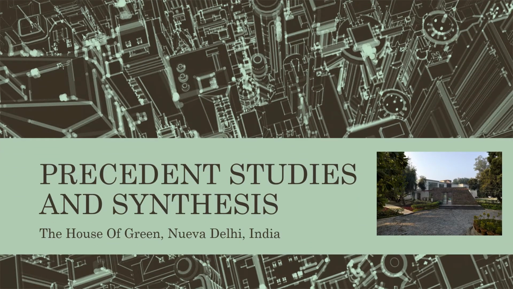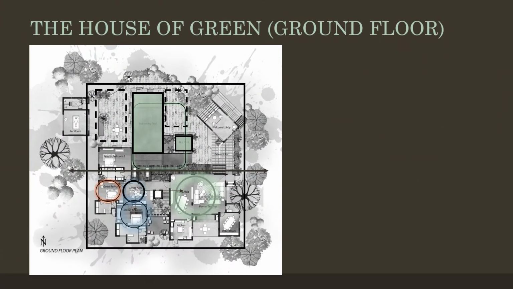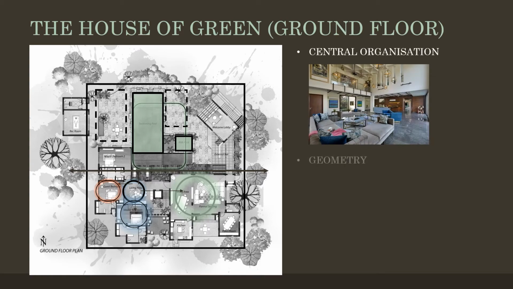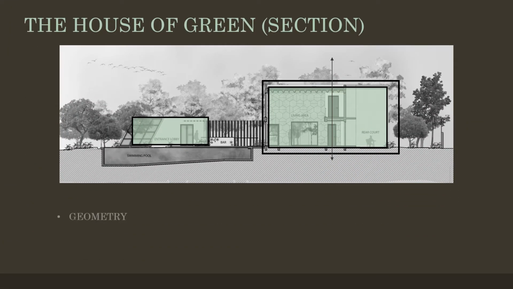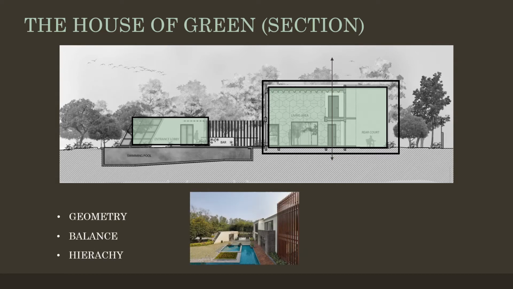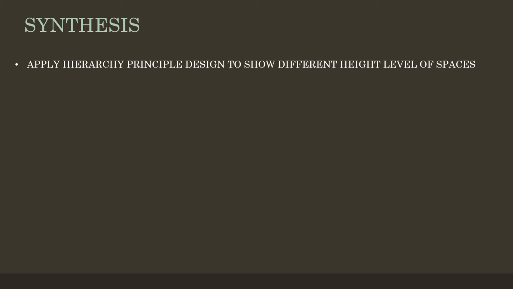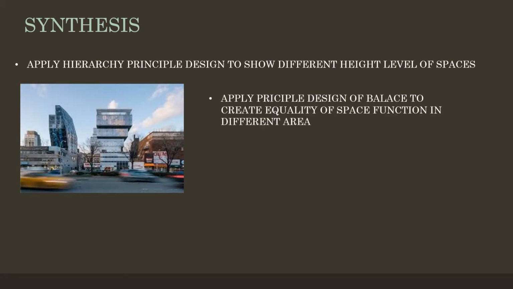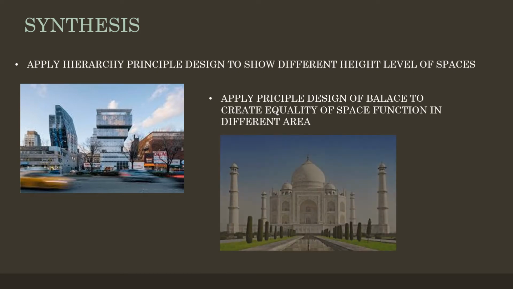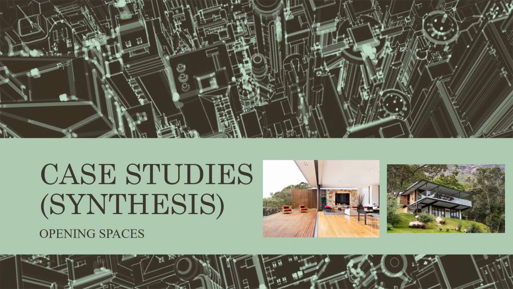Also, I would like to apply the central spatial concept and use basic geometry. The next study is the second precedent. Feel free also to pause the video if you want to see more detail about the design that they use. For the synthesis, I would like to use the hierarchy design principle to show different levels of spaces. Also I apply the design principle of balance to create equality of function.